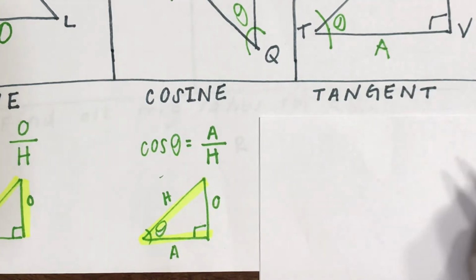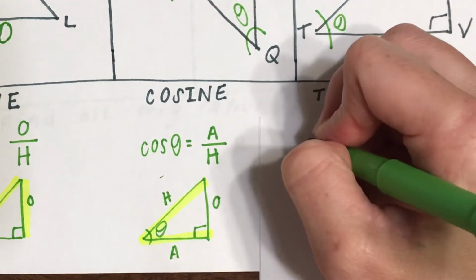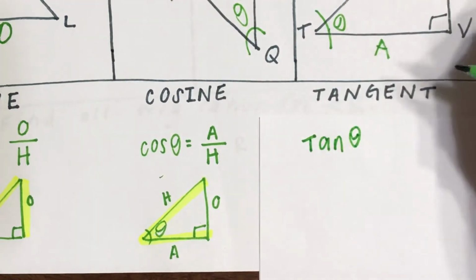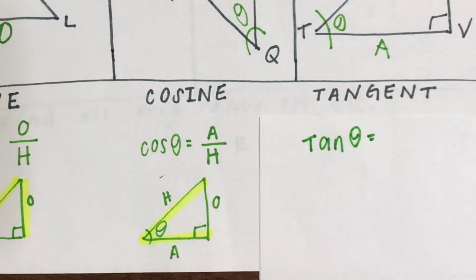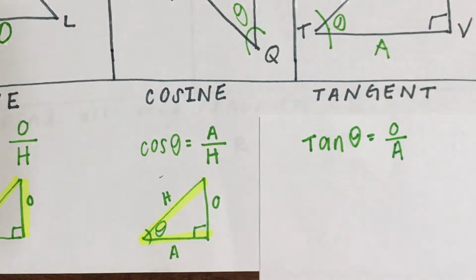Okay, so the last trig ratio that we are going to learn is tangent. So the tangent, TAN, of my reference angle theta, what's the only ratio we haven't used? We've used O and H, we've used A and H. The only combination we haven't used yet is O and A. So that is going to be the ratio between the opposite and the adjacent sides.